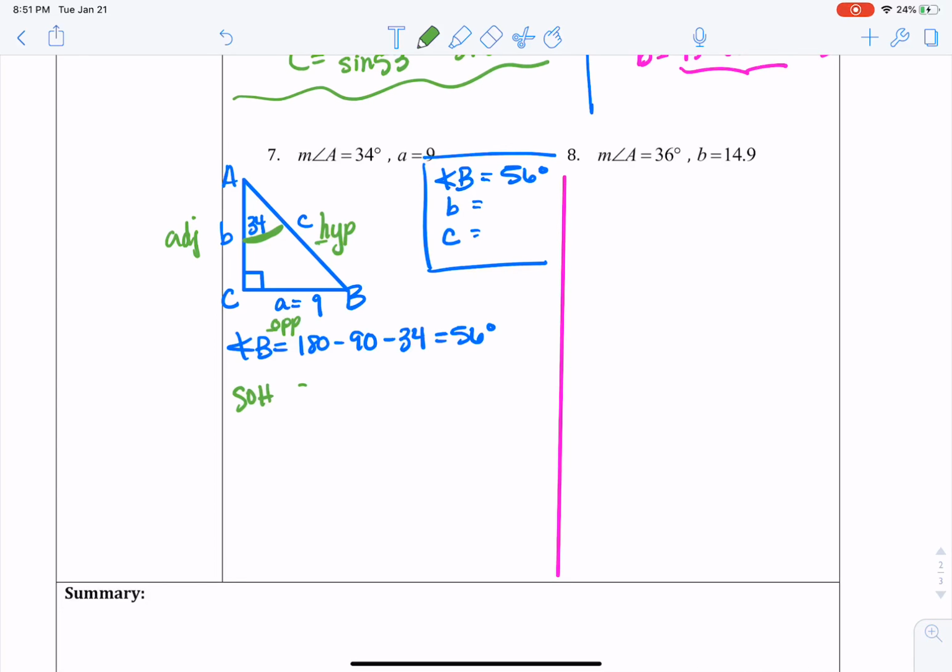So the sine of 34 equals 9 over C. That's a 9. So C equals 9 divided by the sine of 34. 9 divided by the sine of 34 is 16.1. So then come up here in your little box and put 16.1.